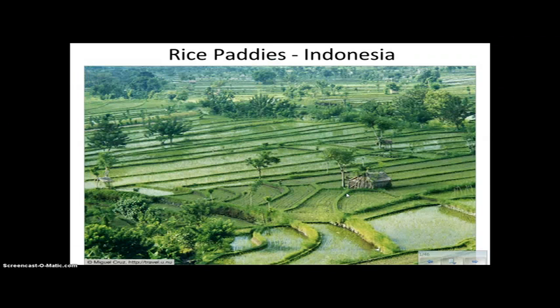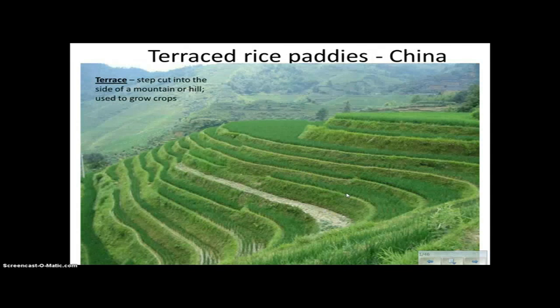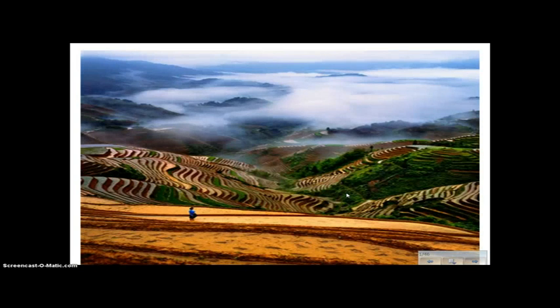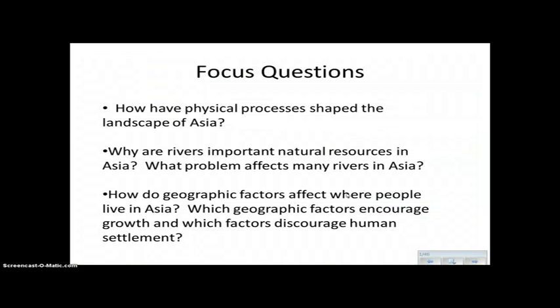These are some pictures of rice paddies in Indonesia. Rice is a staple food crop of millions, billions of people that live in Asia. Here they had to cut terraces into the side of a mountain or a hill so they would have space to grow their crops. It's just a cool picture of a terrace. And now please stop the video and answer the third question.